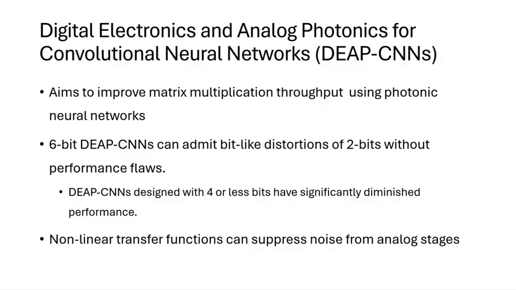6-bit deep CNNs can admit bit-like distortions of 2 bits without performance flaws. Deep CNNs designed with 4 bits or less have significantly diminished performance, and nonlinear transfer functions can suppress noise from analog states. The simulated network achieved an accuracy of 97.6%, which is comparable to the standard deep neural network.